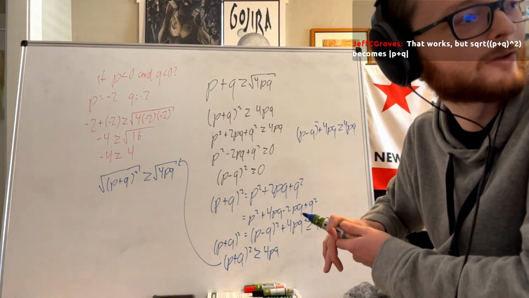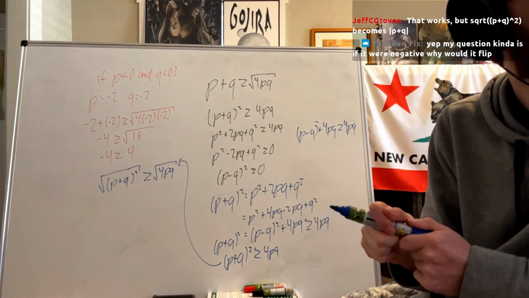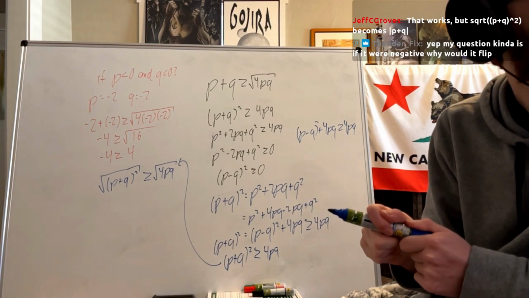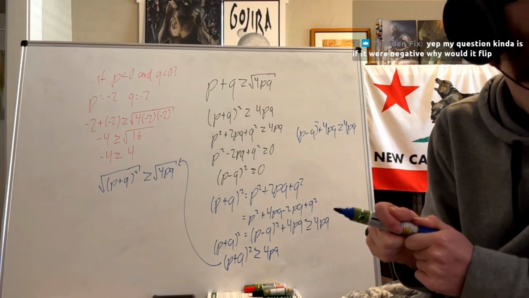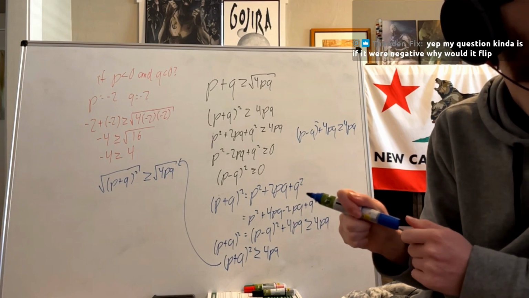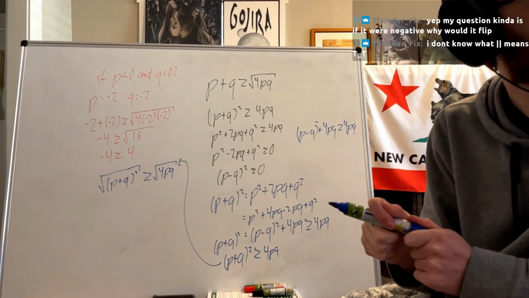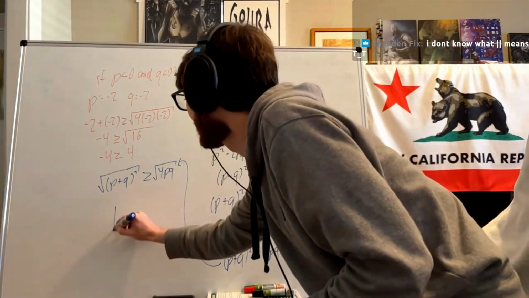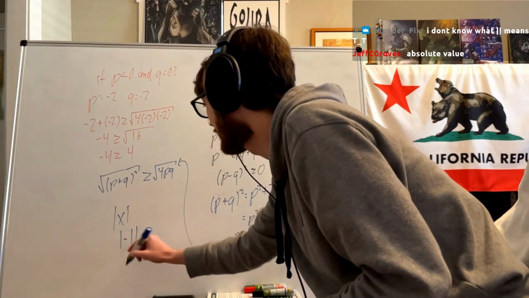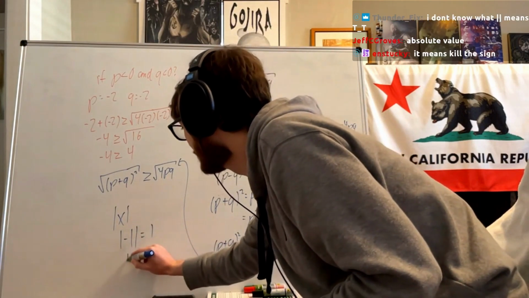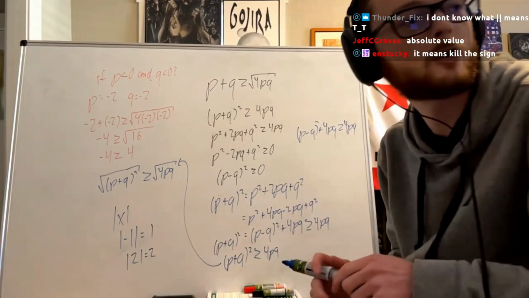I think it's basically what Stuki said, to be honest. You can't have a square root be equal to a negative number. Oh, that's absolute value. The absolute value of x basically always turns the number positive. So the absolute value of -1 is +1. The absolute value of 2 is still +2. You always make it positive.